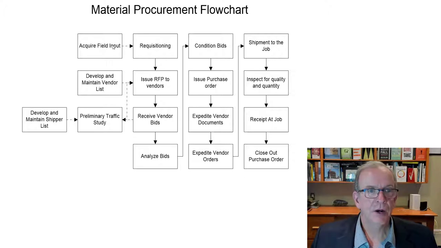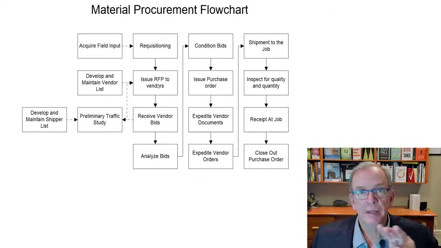So you're up here, right? You acquire the field input, you make your requisition of what you need. If you've got centralized purchasing, that's the advantage. They can shop it. They have time to do that. Decentralized, not so much time to do that.